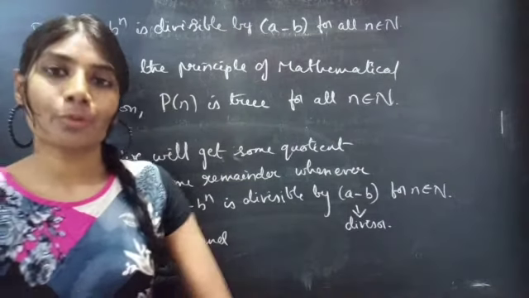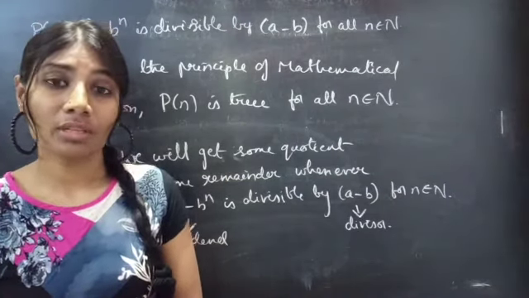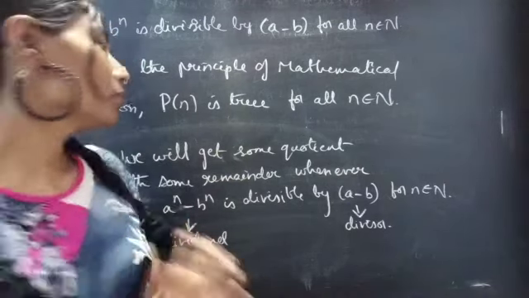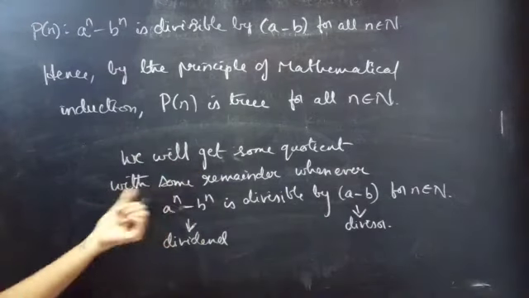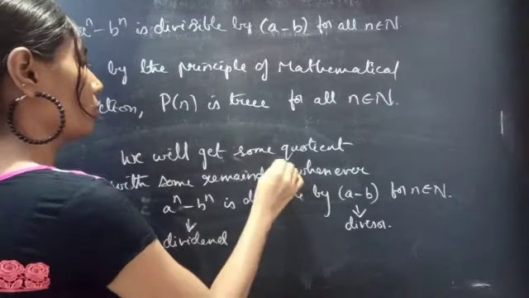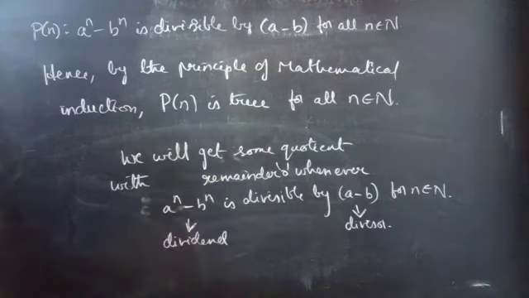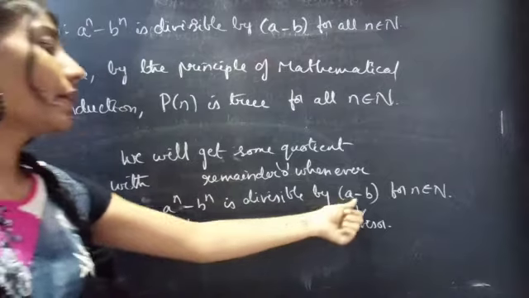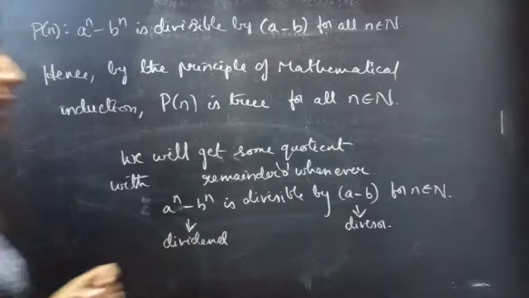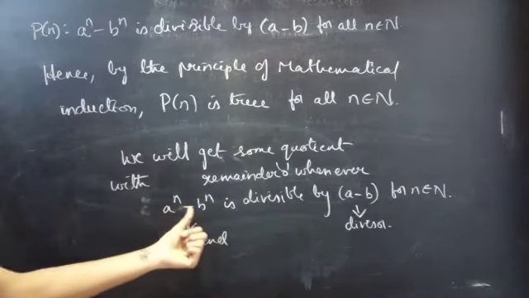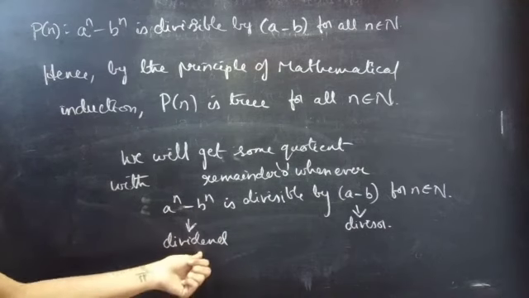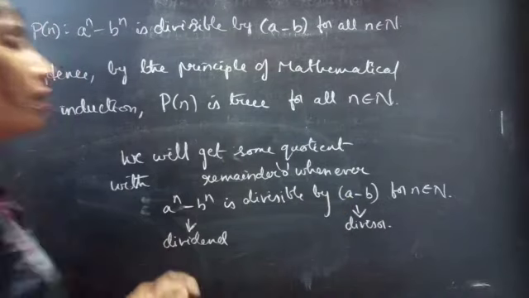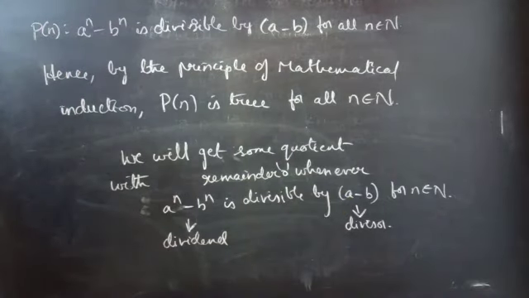So here we have proved p of k plus 1 is true using our assumption that p of k is true, and also we'll get some quotient with remainder 0. We can say a power n minus b power n is divisible by a minus b for n belonging to natural numbers. Here a power n minus b power n will be our dividend for n belonging to natural numbers and a minus b will be our divisor.